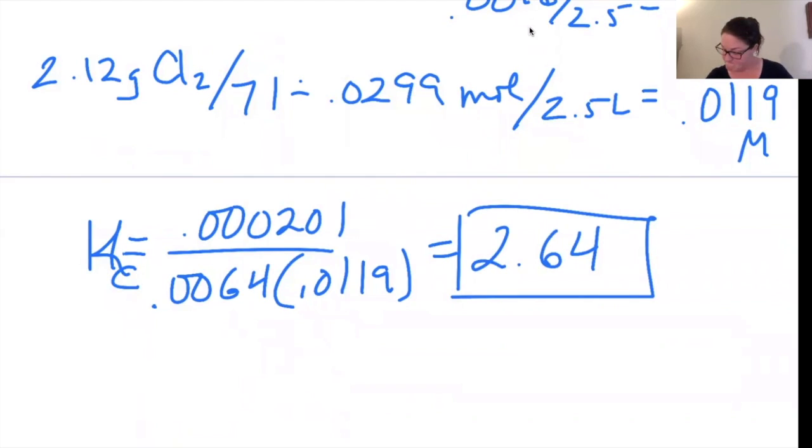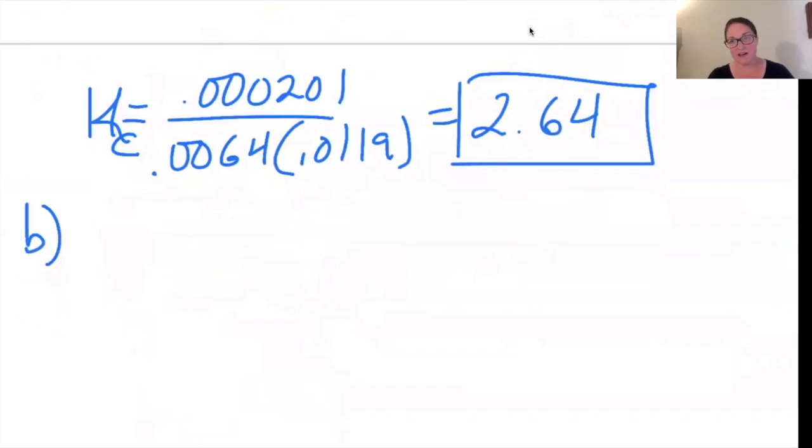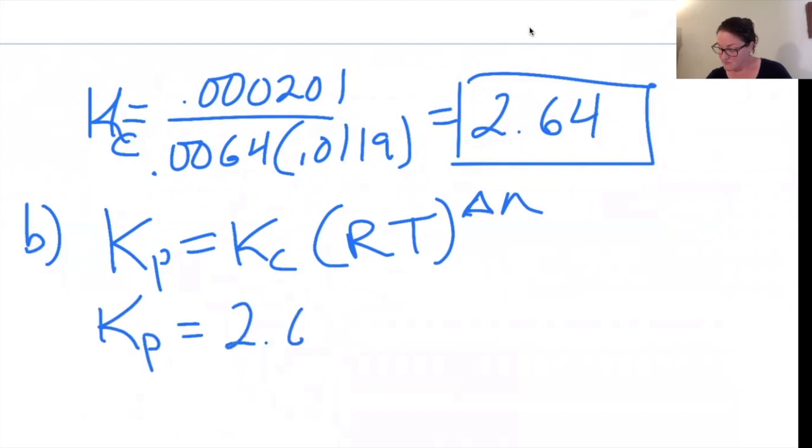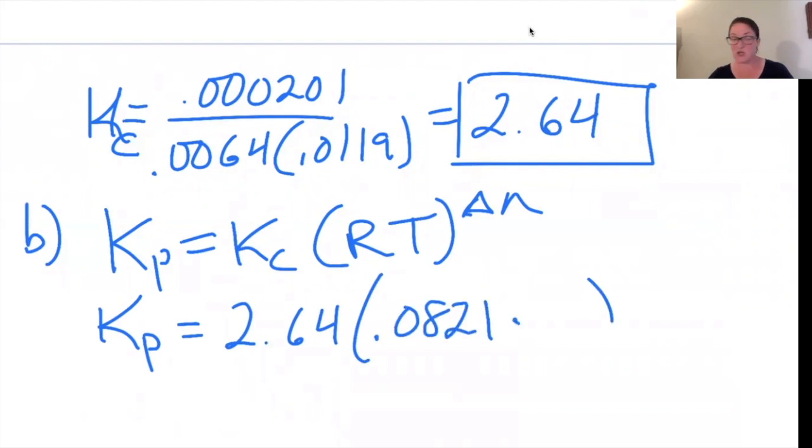I've solved A. B, I now need to solve for Kp. This is going to be a lot easier. If I wanted to, I could go back and find the partial pressure of each one and plug it into an equilibrium expression, but that's going to take a lot of time. I'd rather do this. Kp equals Kc times RT delta N. Kc we just found. R is 0.0821. I'm going to need to go back up to the top and find out the temperature, and I'm going to need to look at the reaction again to get delta N.